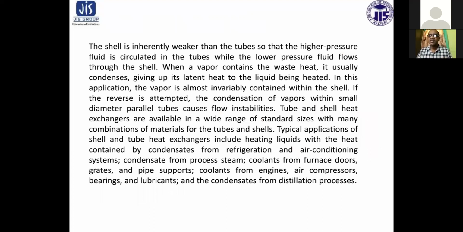The shell is inherently weaker than the tubes, so the higher pressure fluid is circulated in the tubes while the lower pressure fluid flows through the shell. So high pressure fluid, that is feed water generally, is circulated through the tubes, and the lower pressure fluid, which carries more energy and from which the heat is transferred to the fluid in the tubes, is generally at lower pressure.